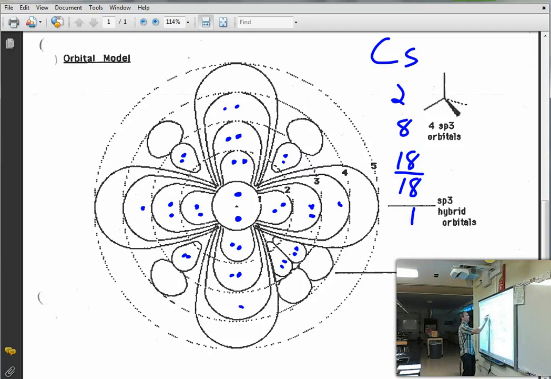There they go. Now they start to pair up. And now we start to go into the d orbital. So one at a time. And now we should have, after I get done pairing them up, now we have 18. Okay? And that leaves us 1 in that valence orbital, which is the fifth energy level on sp3 in this case.